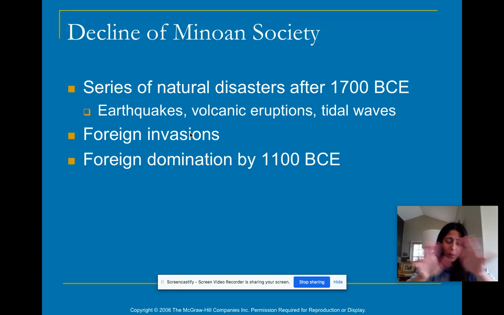You've learned about the Indo-European migrations, how they took the Aryans to India, how they took the Persians and the Medes to Persia. So this is just another example of the foreign invaders coming as part of the Indo-European migrations. And that civilization is going to eventually be called the Mycenaean civilization after their largest settlement called Mycenae. And they're going to come to dominate over Minoan society by 1100 BCE, making their own version of a written language called Linear B, based largely off of Linear A.